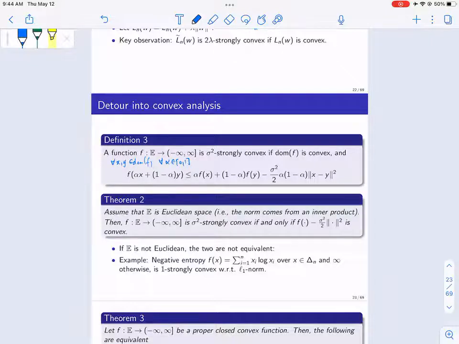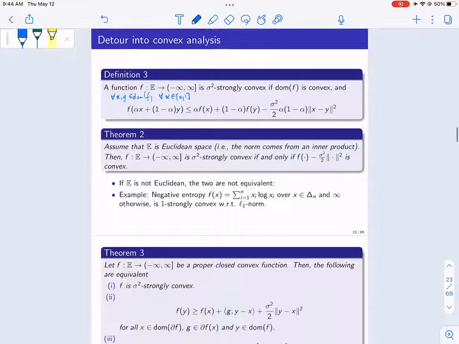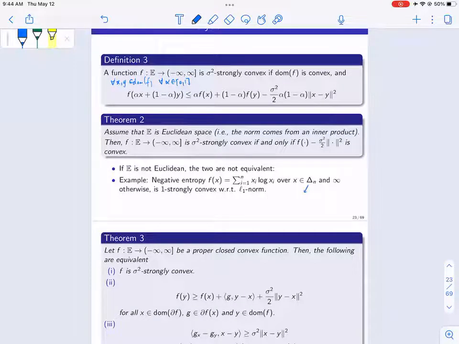So if you look at the negative entropy, this function is convex over this simplex, the probability simplex: the set of all x's such that x is non-negative and the summation of x_i is equal to 1, and infinity elsewhere. So this would be convex. You can verify this. You can show that it's 1-strongly convex relative to the L1 norm.